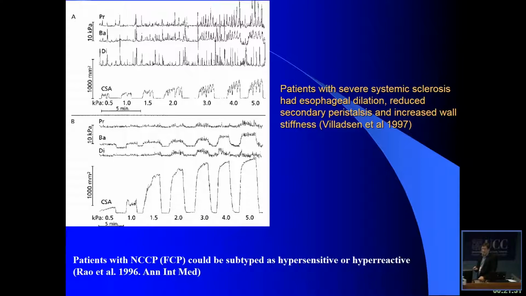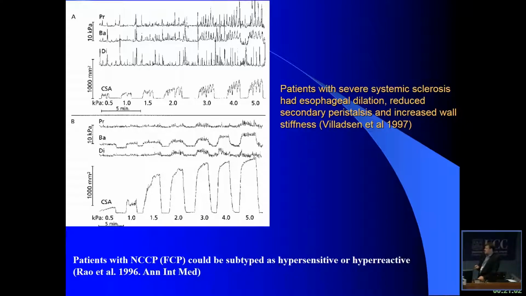And if you compare that to the patient with systemic sclerosis, you see a completely different pattern. The cross-sectional areas at the same pressure levels are much higher, so it's dilated. You see almost no evoked motility here, and we could also do some analysis that clearly showed that the wall was stiffer, which would also be expected, of course, in this type of patients.